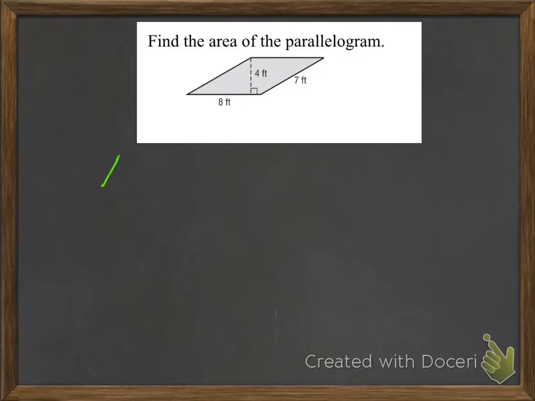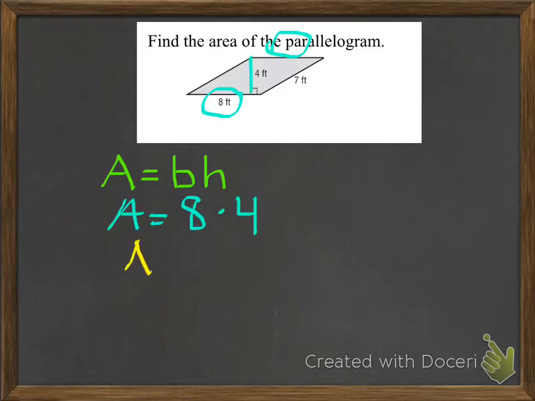Right here we have our first question, which says find the area of the parallelogram. So the area of the parallelogram is going to have a formula base times height. You want to look at the base is 8 and the height up here is 4. Now it's important for this particular formula and this particular problem that the 8 does go in the spot of the B and that the 4 goes in the spot of the H.